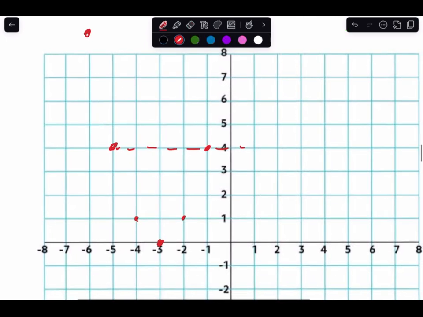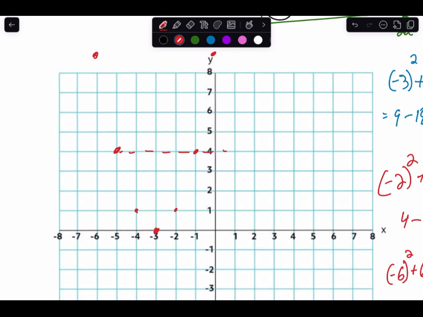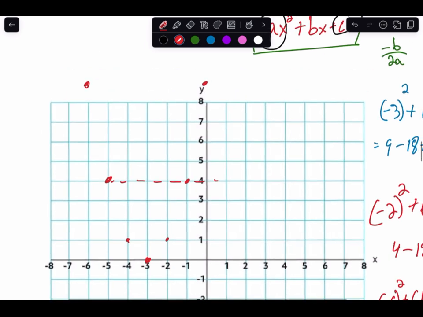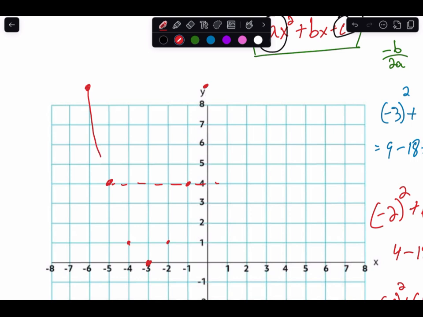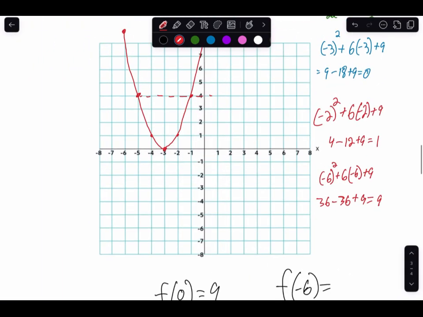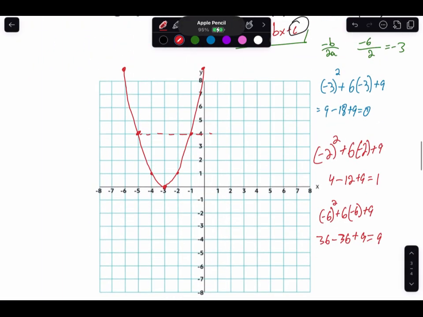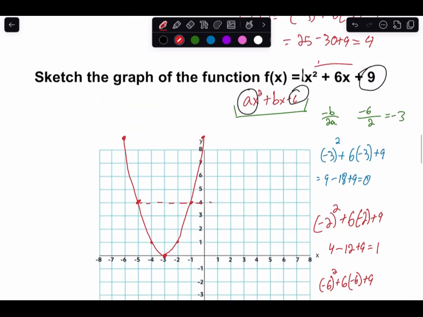So now we have enough points to be able to plot this. We just connect them all. It's not going to be perfect, because to get it perfectly correct, you'd either need 1,000 points or a machine to do it. But this is a good rough estimate. And there you go. You just graphed a quadratic function using the standard formula.